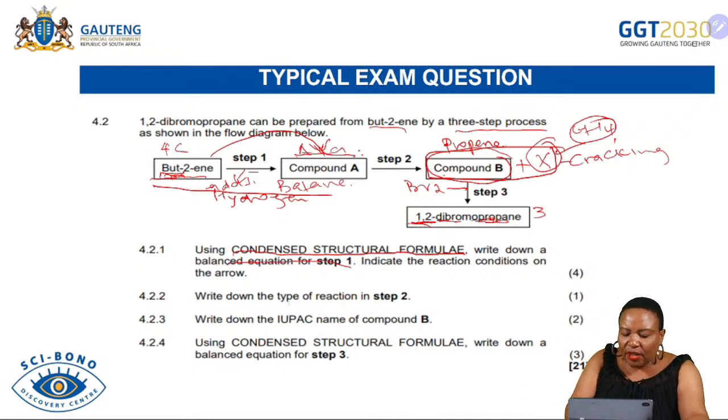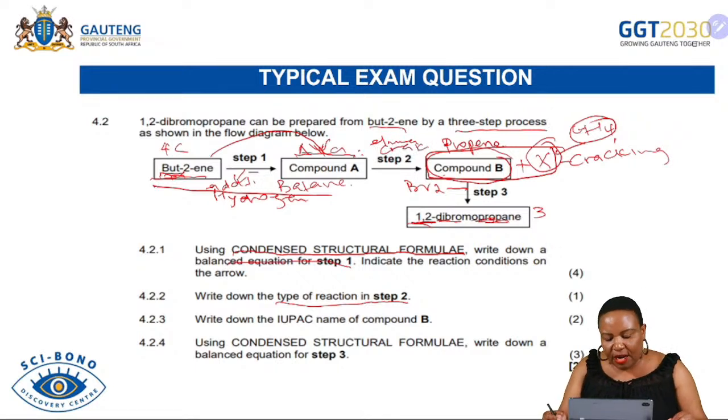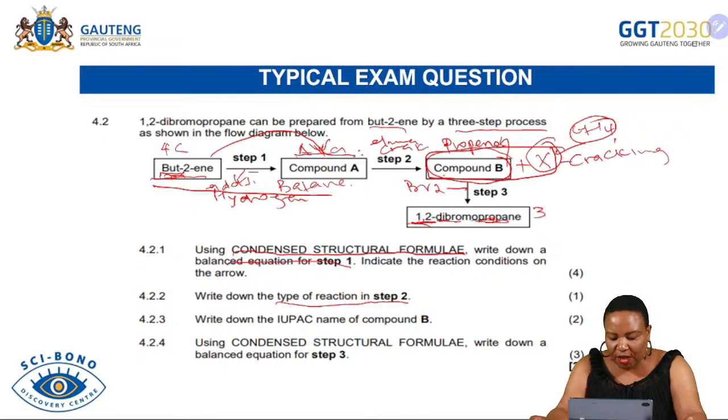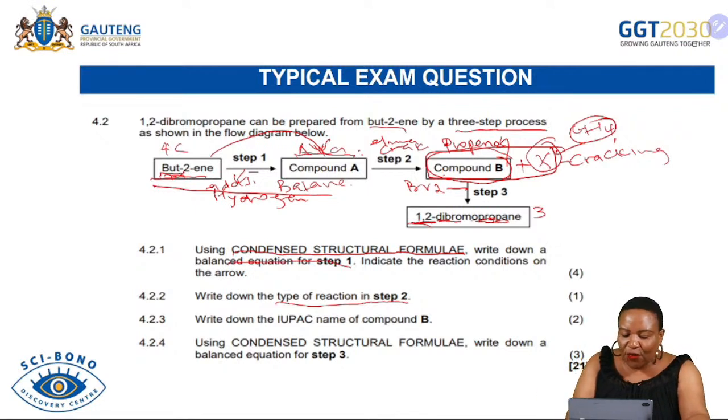And then write down the type of reaction in step 2. Already we know that is elimination because an alkene is formed, but definitely this is cracking. So you can say cracking or elimination, both of them are acceptable. And then write down the IUPAC name of compound B. Compound B, we have seen that it is propene. Guys, you must make sure that you don't say prop-1-ene, because propene doesn't have any positional isomer. It's just propene. Even ethene is not eth-1-ene, it's ethene. So where you don't have positional isomers, you must write it as it is.